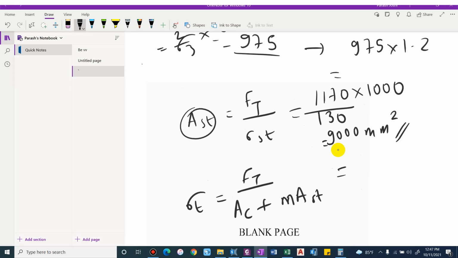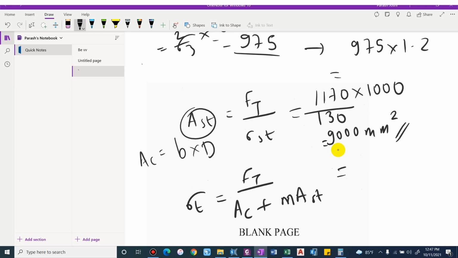So we know the value of sigma_t. This is the permissible tensile stress in concrete. This is the hoop tension. The area of steel is just computed, and the modular ratio can be computed for M25 grade of concrete, for a particular grade of concrete. Similarly Ac is the area of concrete, and Ac is simply B into D, or we can just write it as the gross area of concrete.